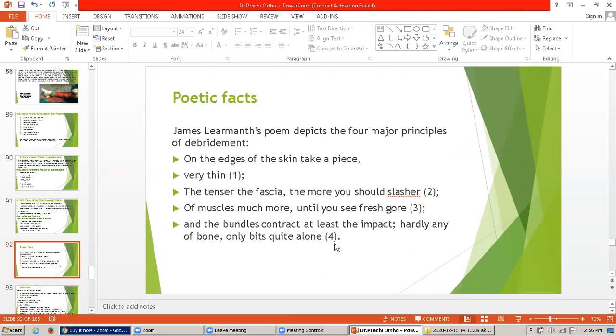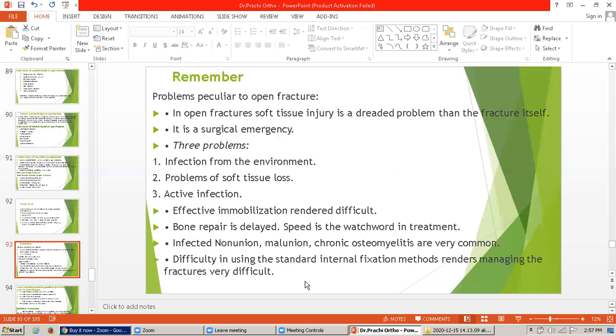So, when there is skin involved, this is the first type of debridement. When the tensor fascia is involved, there is two. When muscles and much more are involved, then there is three. And when the bundle is involved at least, and the bone, then there is four. So, mostly remember the problems peculiar to open fractures.